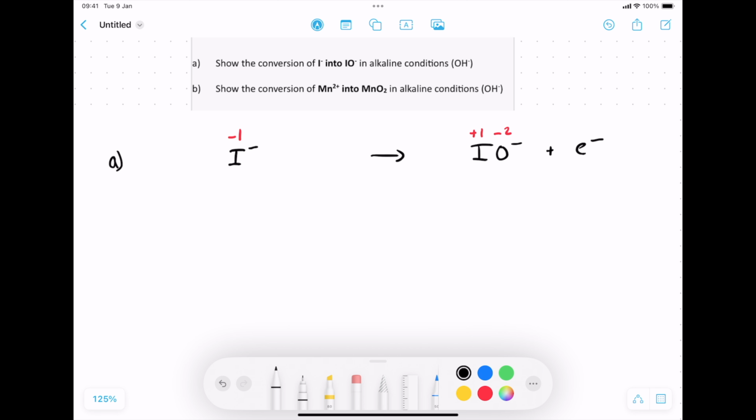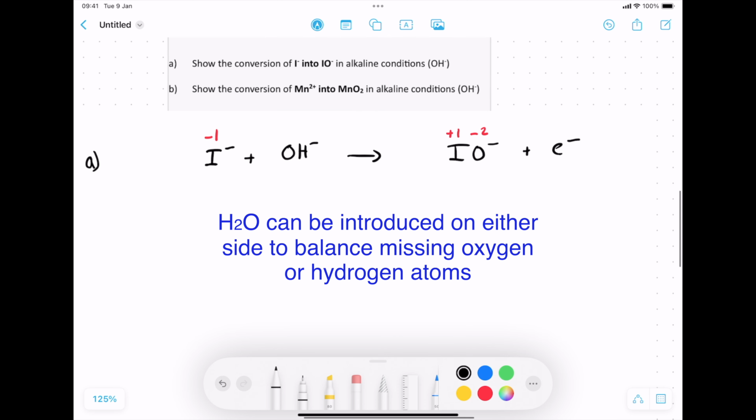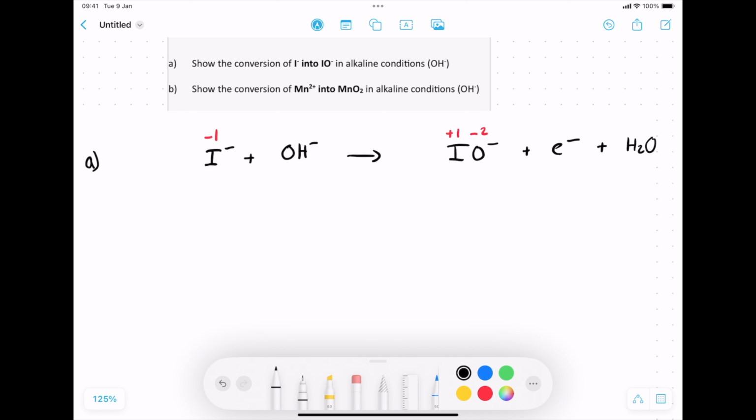Then on the left hand side, I need to introduce the condition, which is alkaline, so that involves hydroxide. And then finally, you will see that I now have hydrogen and oxygen on the left hand side, but only oxygen on the right hand side, which means I have to add water to the right hand side. So now that we have everything in, the next thing to do is balance the atoms, and then the charges last.